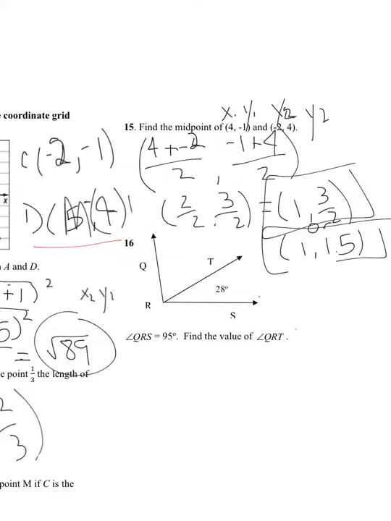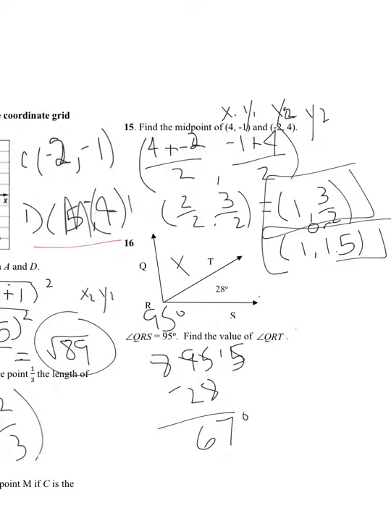Last problem, QRS is 95. This is 28. They want to know QRT. Very simple. Subtract. 15 minus 8 is 7. 8 minus 2 is 6. 67 degrees, and we are done.